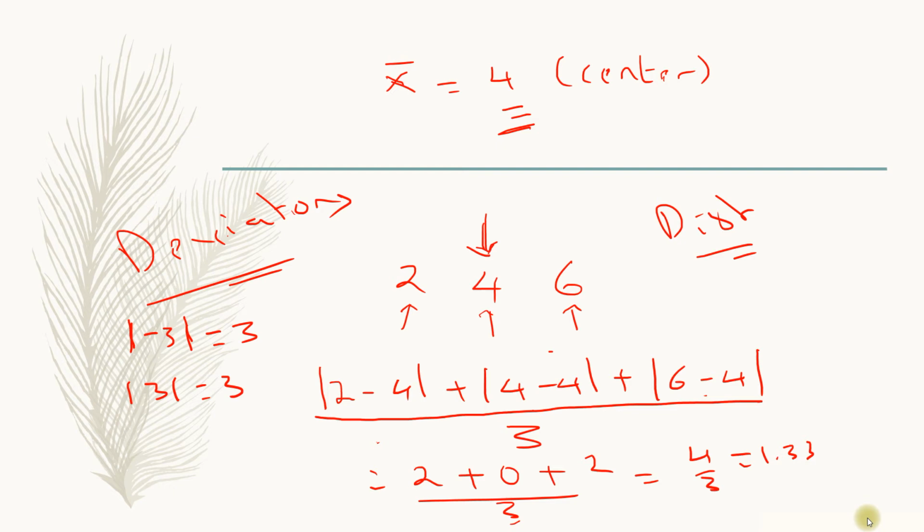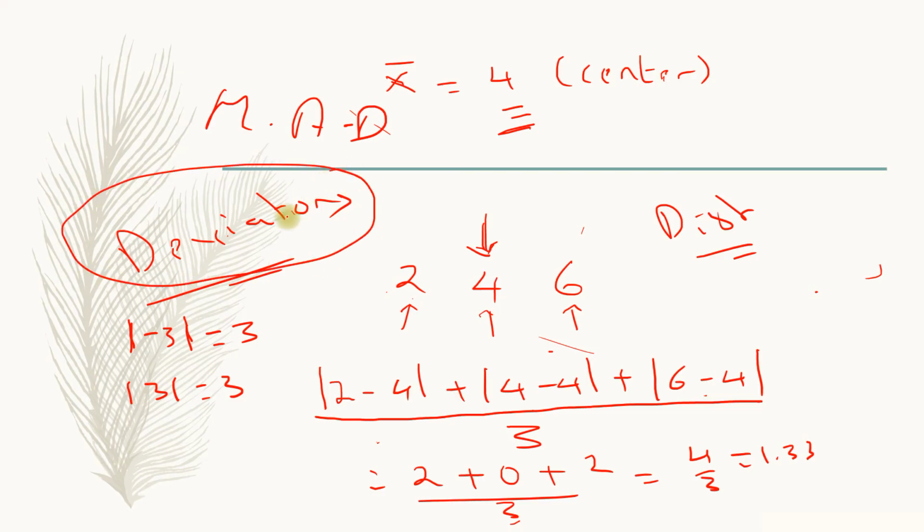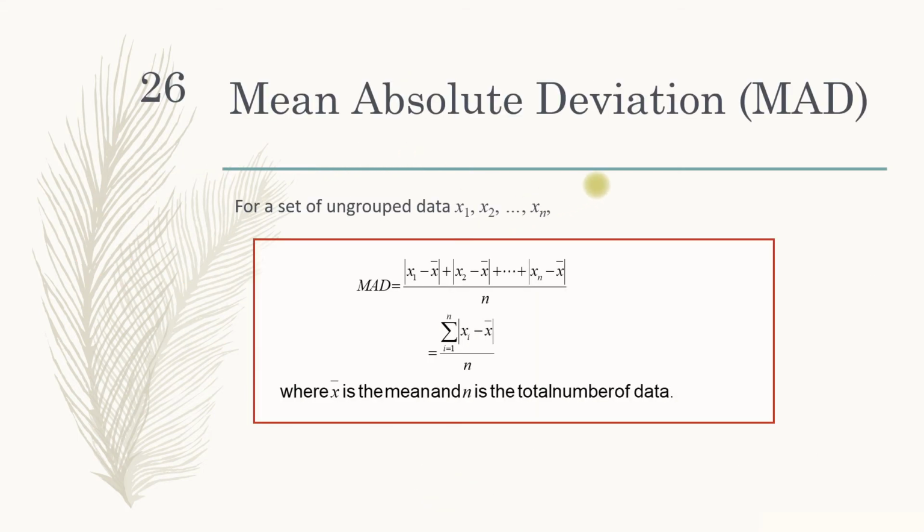What I just did here is the mean absolute deviation. Why? Because we are not looking at the deviations as such, but we are looking at the absolute deviation. Absolute refers to the modulus, that is the positive only, not referring to the negative values. That's why we call it the mean absolute deviation. So that is the formula that we got here.